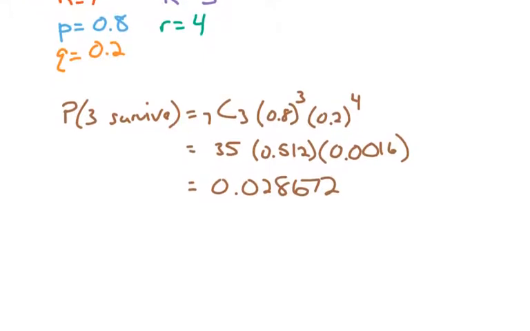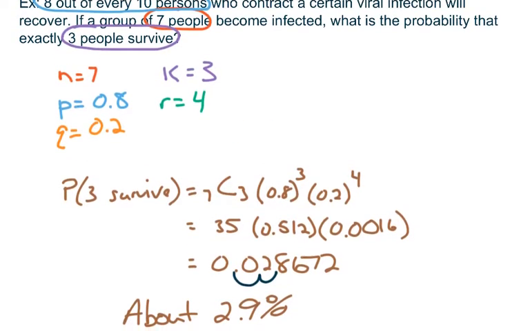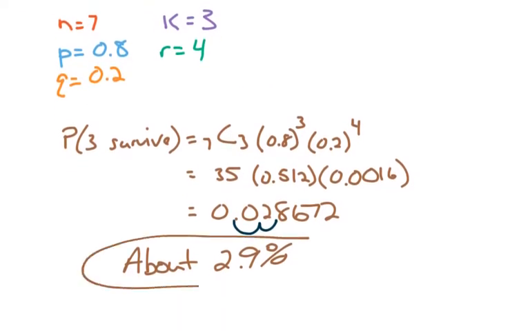Now that's the decimal in the probability. The probability is a decimal. If you want to write it as a percent, feel free. We can say it is about 2.9%, because remember we'd have to move this decimal point 1, 2 to the left. 2.8672, we can call that 2.9%. So our answer here, the probability that exactly 3 people survive is about 2.9%.